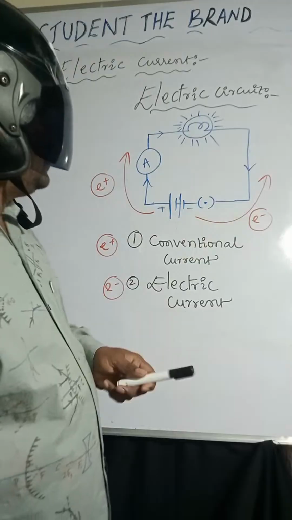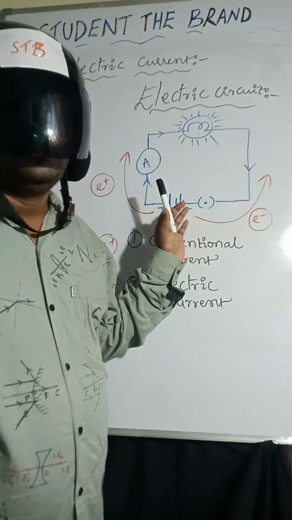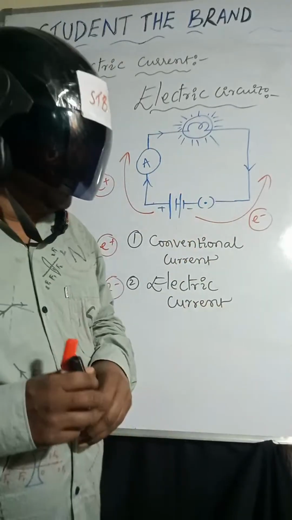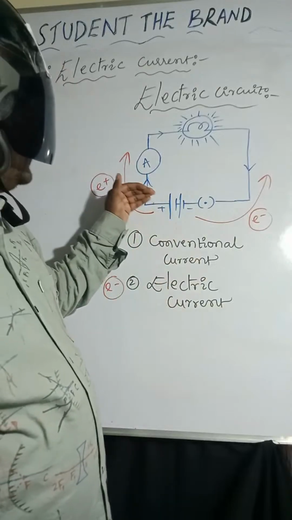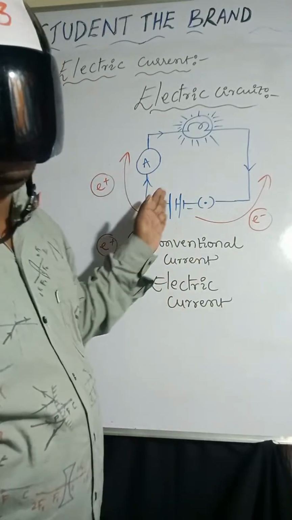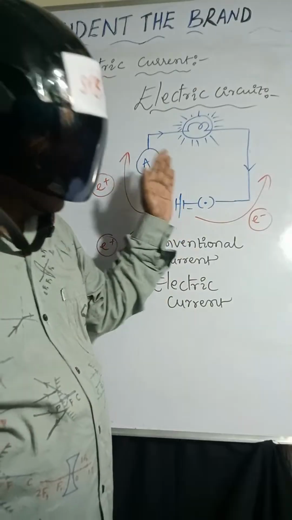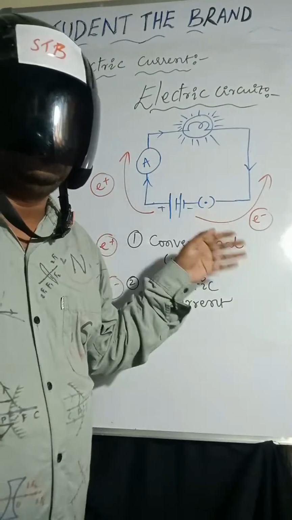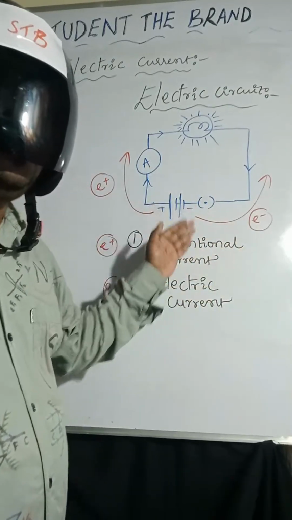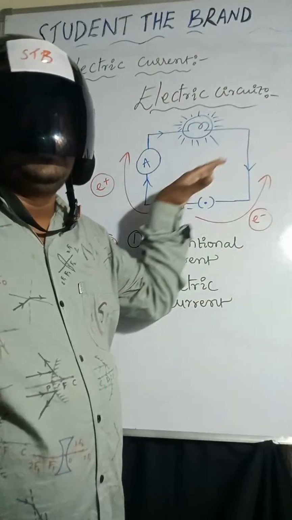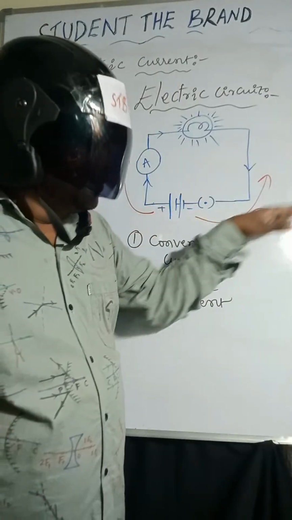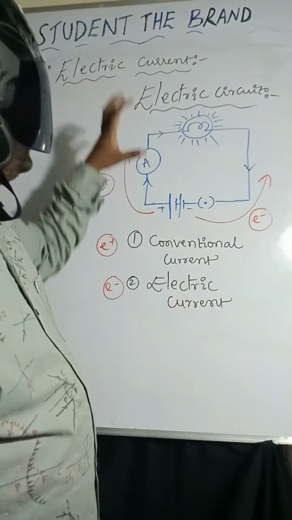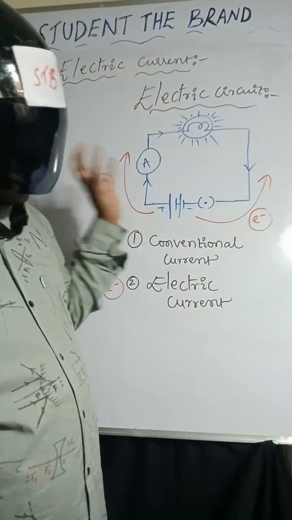Conventional current and electric current. This is very important. Positive charges are nothing but high potential. The positive cell has high potential, whereas the negative cell has low potential. Positive charges will move from high potential to low potential, whereas negative charges will move from low potential to high potential. So this is about electric current.